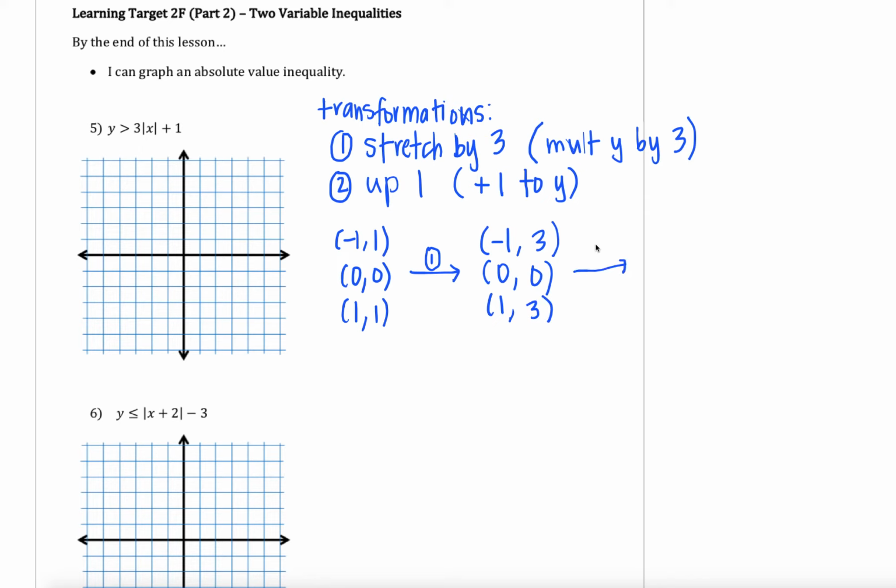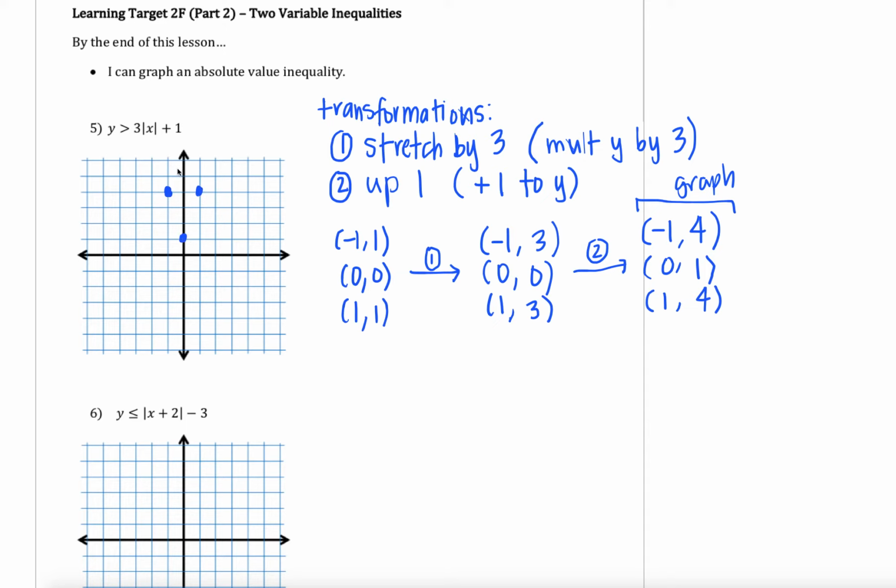Now our second transformation to apply is that up 1. So again, the x coordinates are staying the same, so we can go ahead and rewrite all of those x spots. And when we add 1 to y, 3 goes to 4, 0 goes to 1, and 3 goes to 4 again. Now that we've applied both the transformations, which are all of our transformations, these are the final points that we are going to graph. So let's plot these on our graph here. So we have -1, 4, 0, 1, and 1, positive 4.